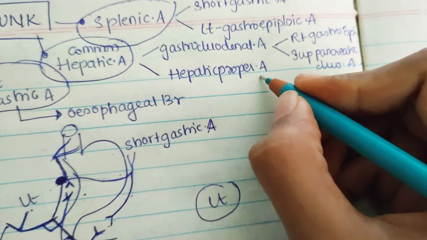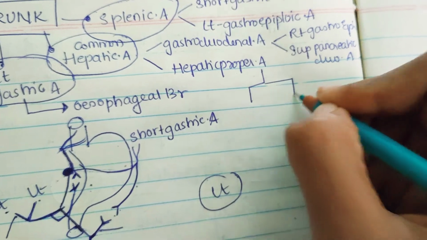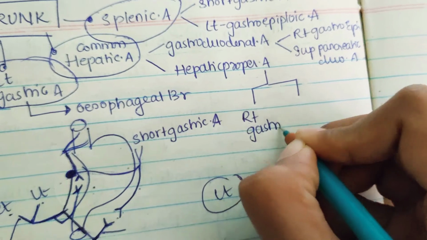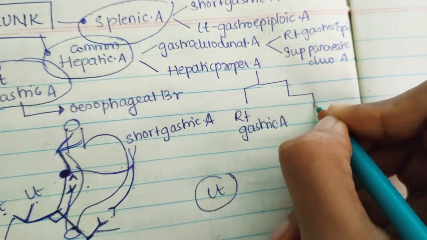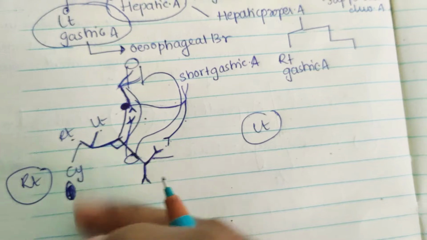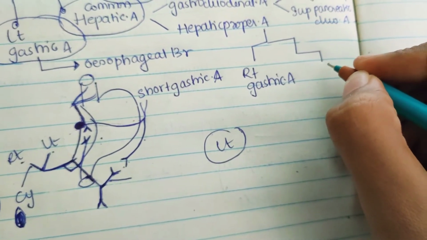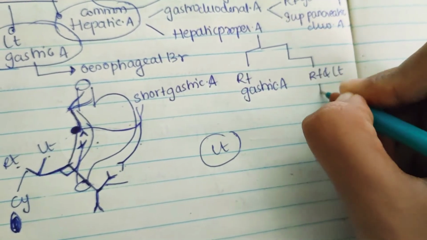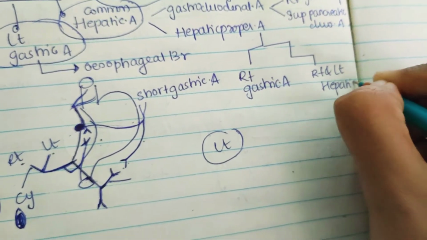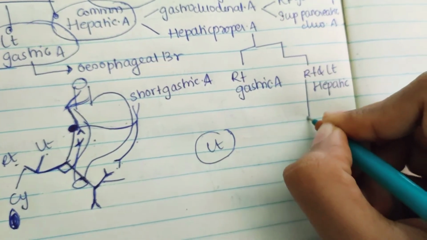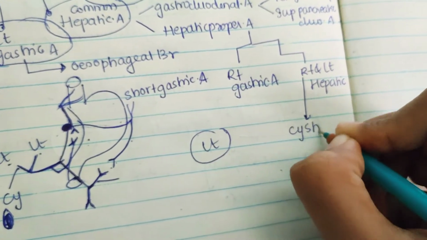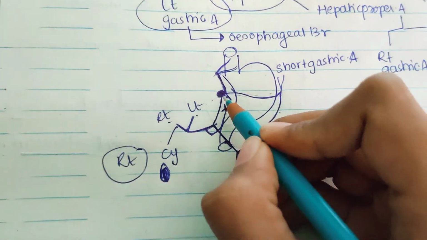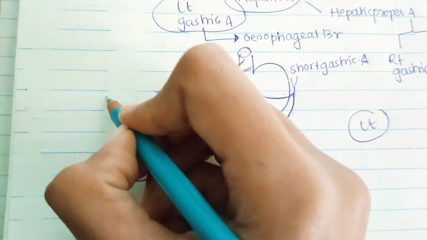Okay, next coming to hepatic artery proper. Hepatic artery proper is in turn divided into the right gastric artery, and one more thing is, we discuss here this one, that is the hepatic artery, right and left hepatic artery. And in this again, the right hepatic artery is giving cystic artery. Okay, so now let us mention everything. So this is celiac trunk. Okay, first we'll write this.